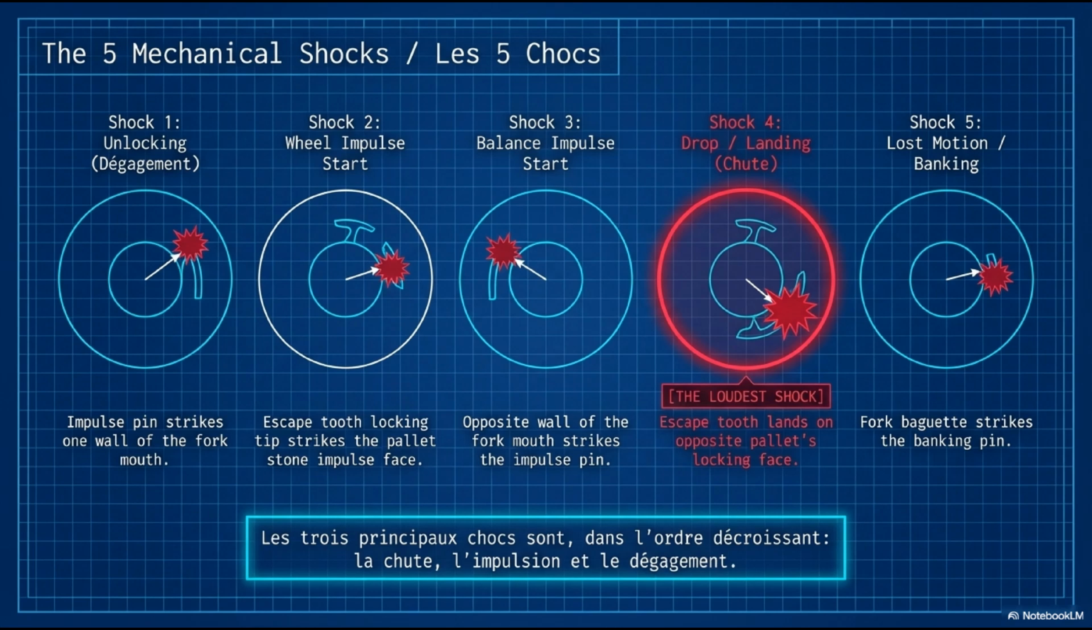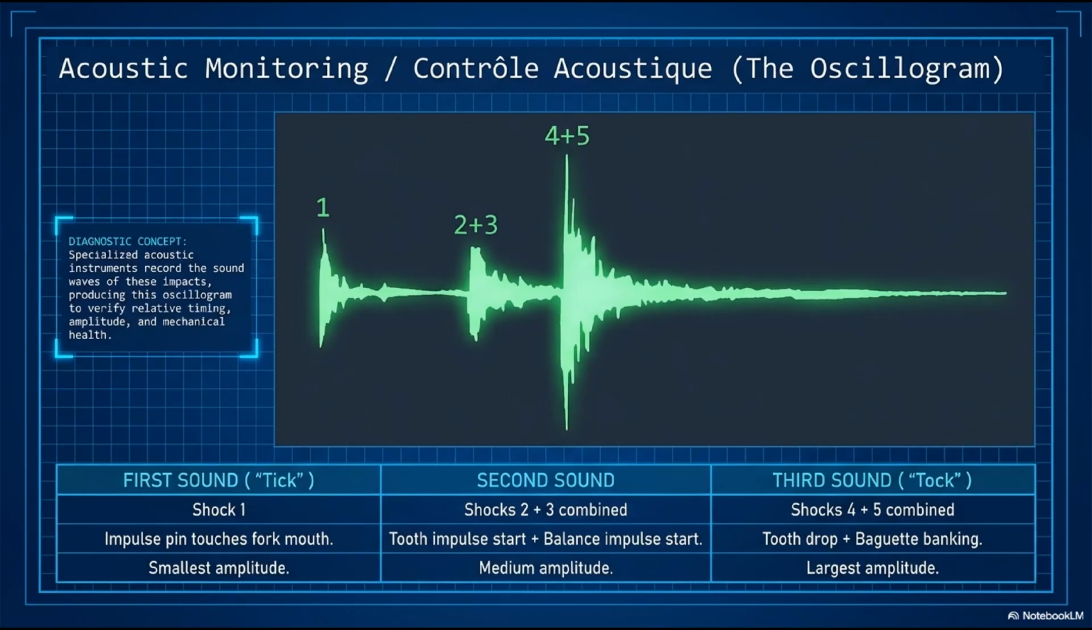The 3 principal shocks in decreasing order of intensity: drop loudest, impulse medium, unlocking softest. These 5 impacts produce the characteristic tick-tock sound of every mechanical watch. The relative timing and amplitude of these impacts, their acoustic signature, is what electronic timing instruments record as an oscillogram. Understanding which shock produces which sound is the foundation of acoustic escapement diagnostics. The oscillogram is the acoustic fingerprint of the escapement.